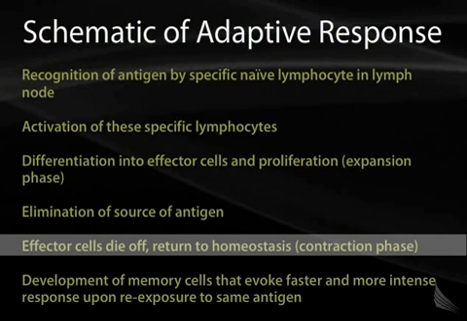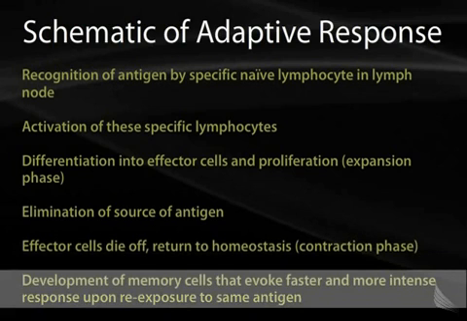At the end of the contraction phase, what we're left with is memory cells. And these memory cells are important in immunity because they evoke faster and more intense responses upon re-exposure to the same antigen. And we'll talk about that later as well.